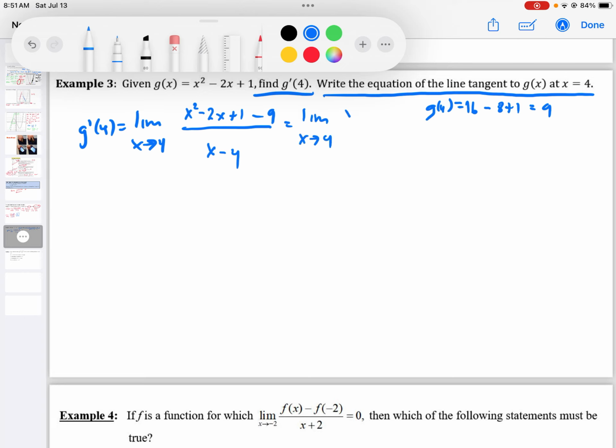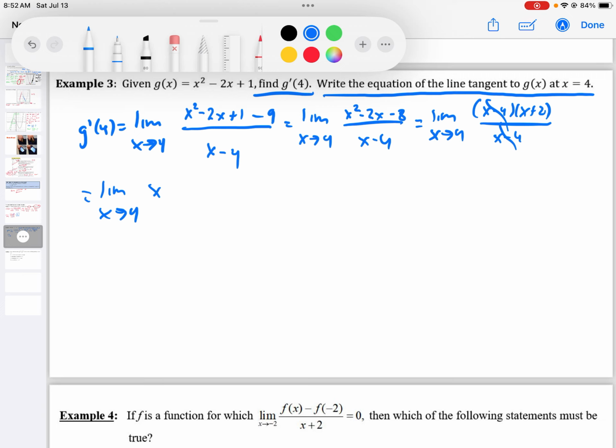All right, we need to make the top look better. The limit as x approaches 4 of x squared minus 2x minus 8, over x minus 4. We need to do some factoring.